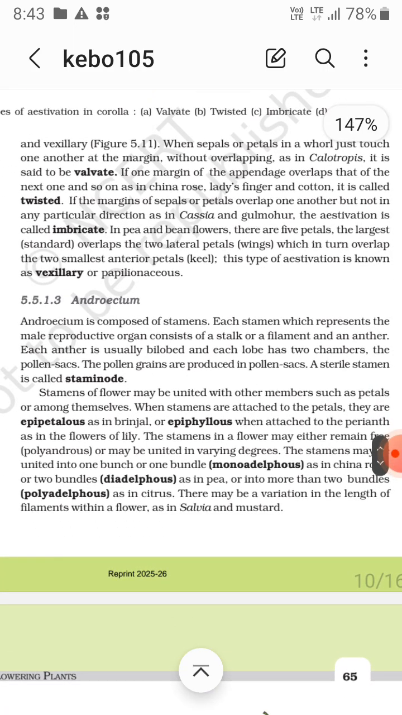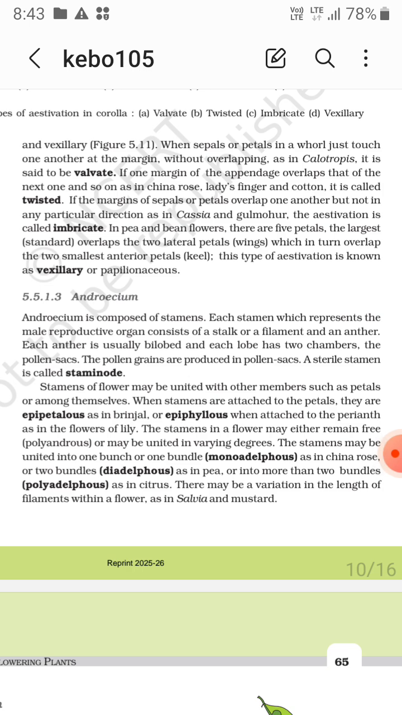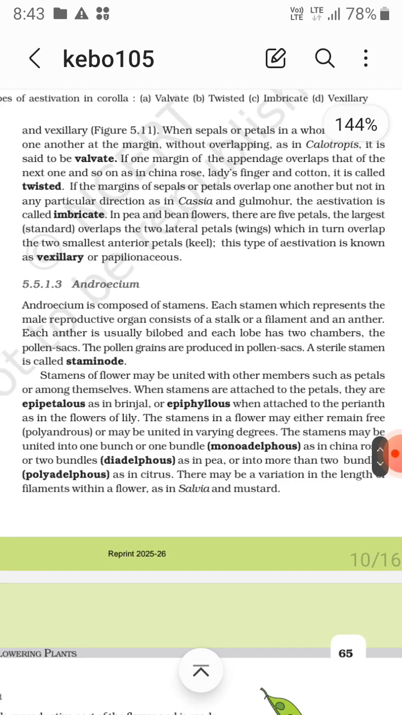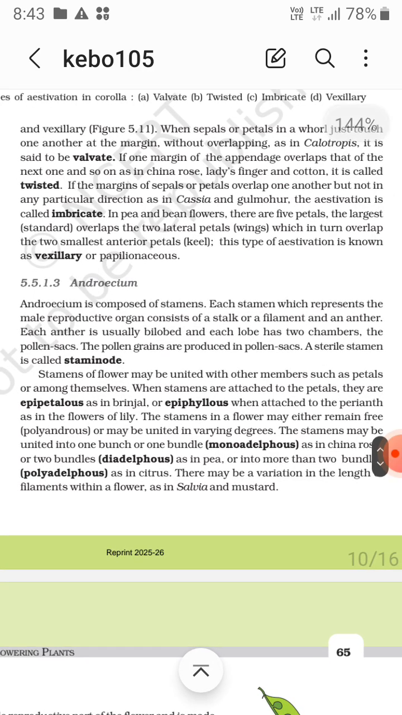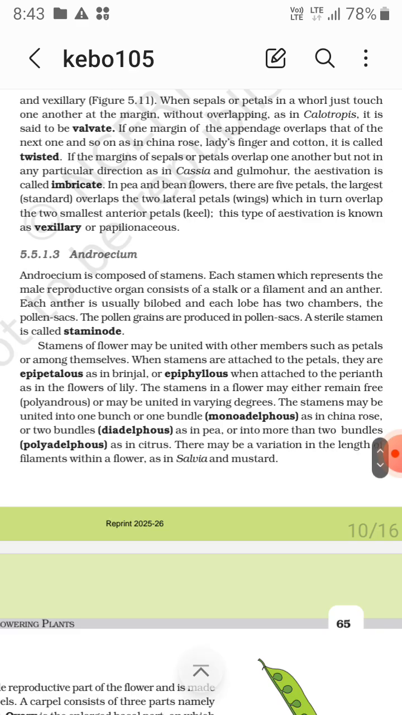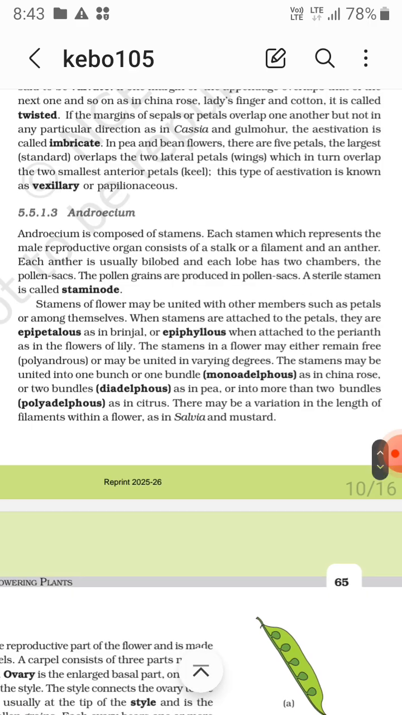Okay, now talking about the androecium. The androecium is composed of stamens, right? Each stamen, which represents the male reproductive organ, consists of a stalk or filament and an anther. An anther is usually bilobed. Each lobe has 2 chambers, the pollen sacs, right? The pollen grains are produced in pollen sacs. A sterile stamen is called staminode. What is staminode? A sterile stamen.